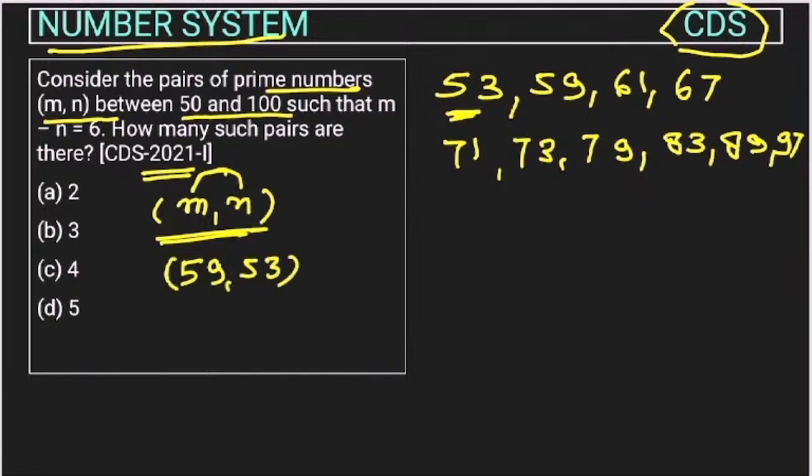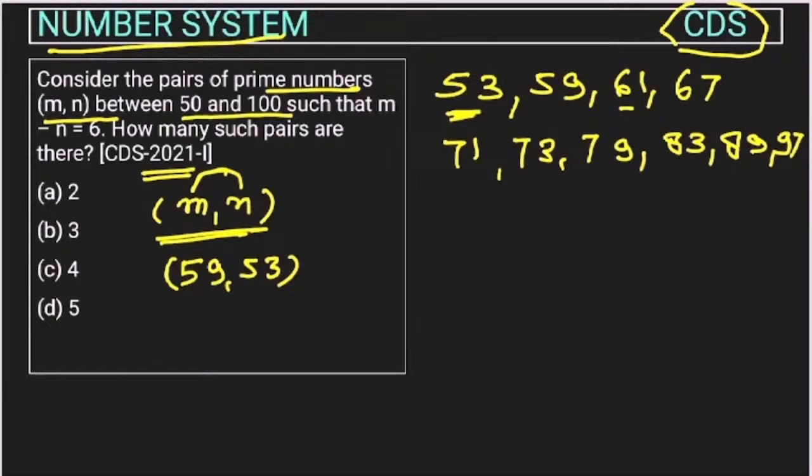Now let's check 53 with 61. Can we take it? No, because the difference will be more than 6. Now start with 59. Can we take 59 and 61? No, because the difference is only 2. If we take 67 and 59, that is also not possible because the difference is more than 6. So with 59 no pair is possible.